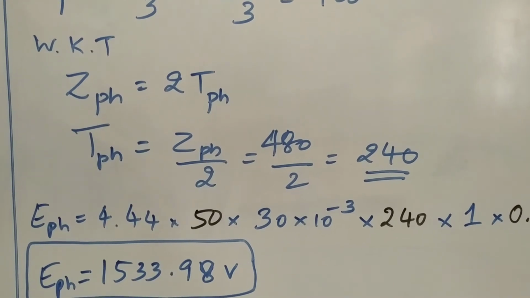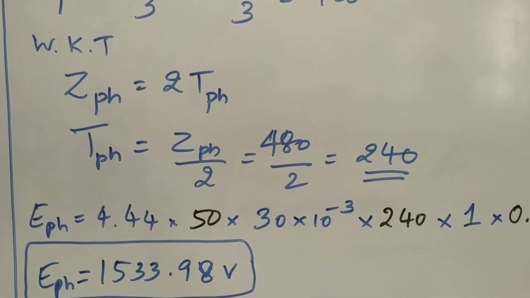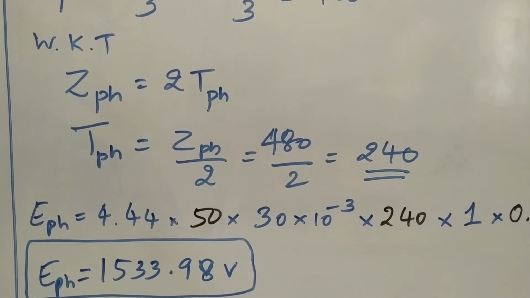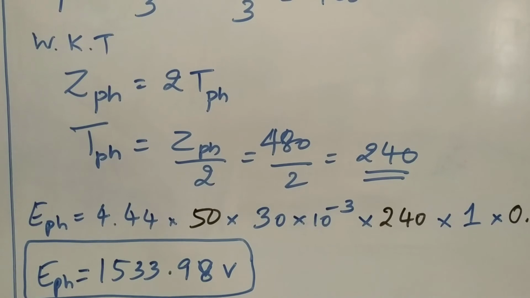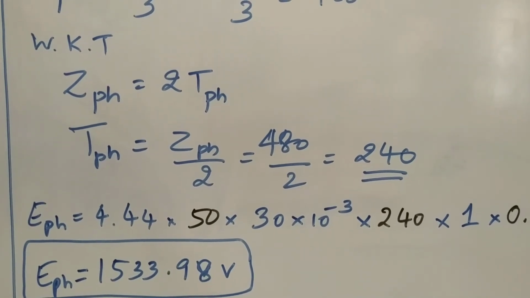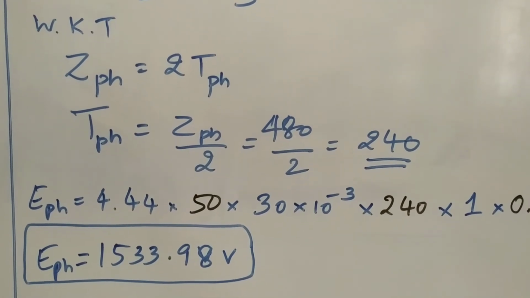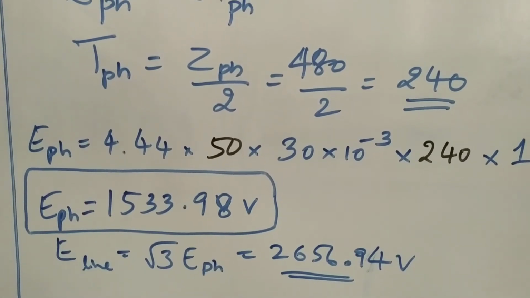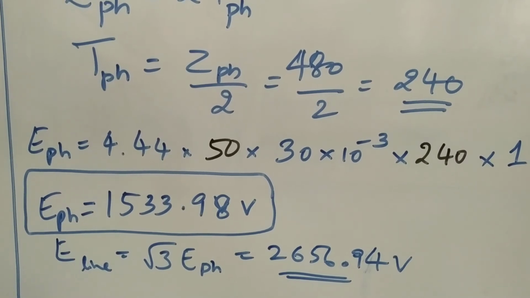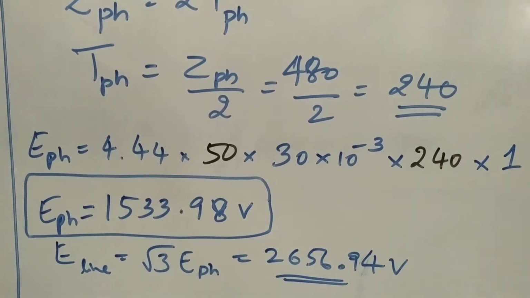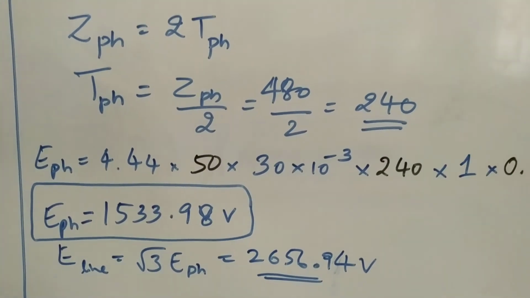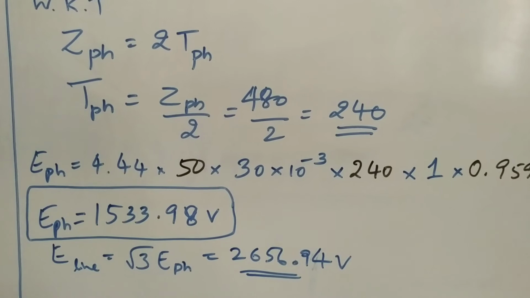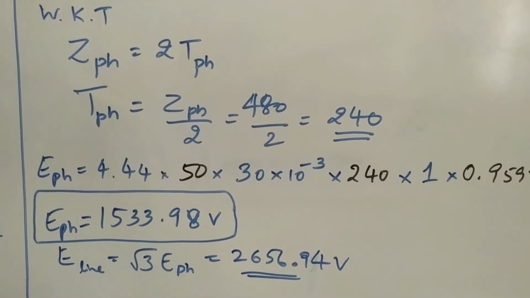Now we can also find out the line EMF, the line value of the EMF. That is by considering that in the problem they have given a star connection. So we should know the relationship. As you all know, E phase is equal to E line divided by root 3. So E line is equal to root 3 times E phase. So let us solve the line voltage, that is E line. We get the value of E line voltage as 2656.94 volts.